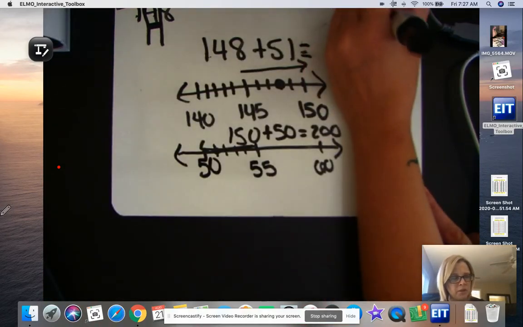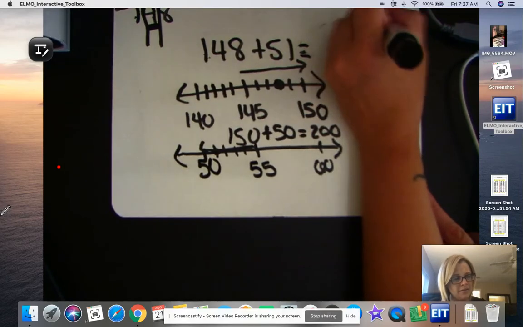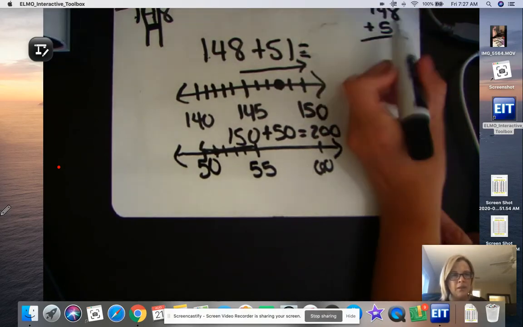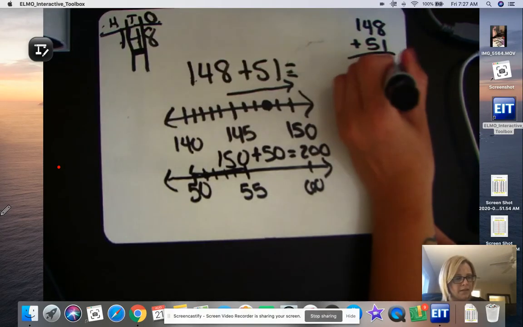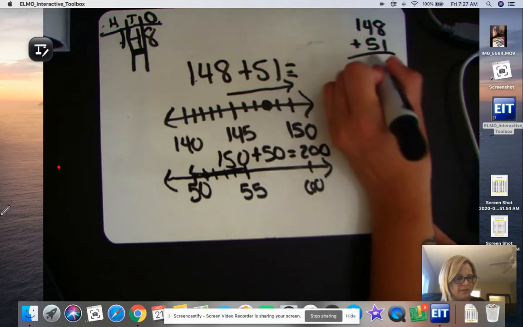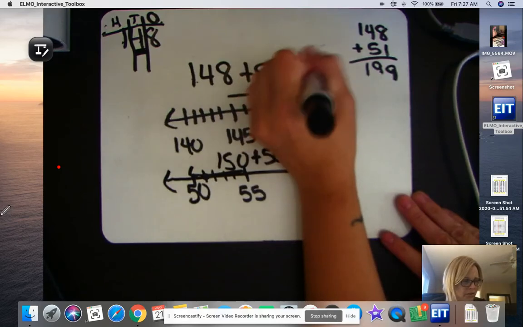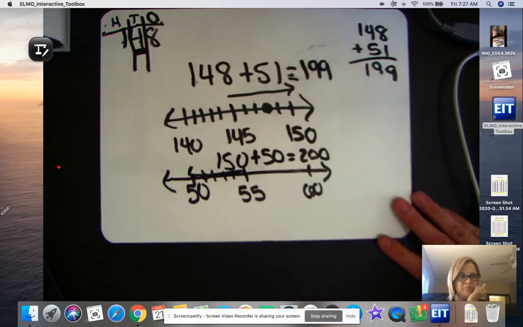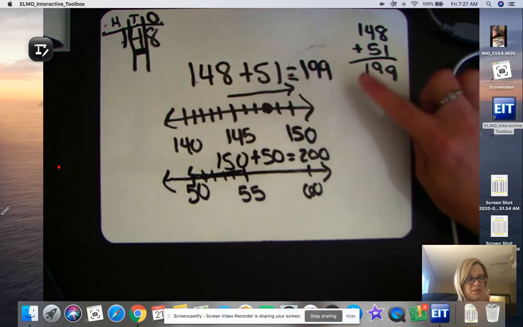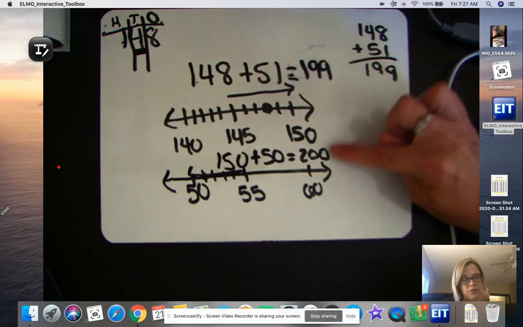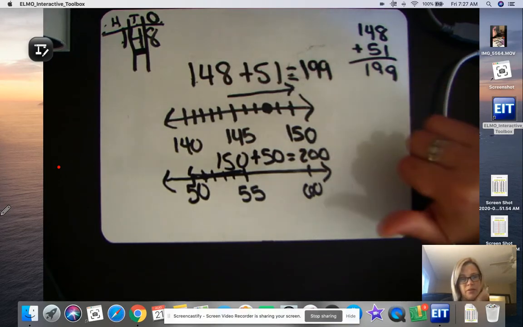I'm just going to do my work off to the side. 8 plus 1 is 9. 4 plus 5 is 9. And then 100. So my new answer is 199. Now that makes more sense because 199 is close to 200. So I know that works.